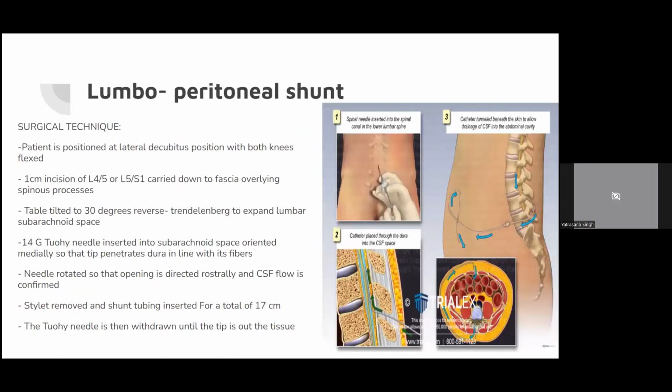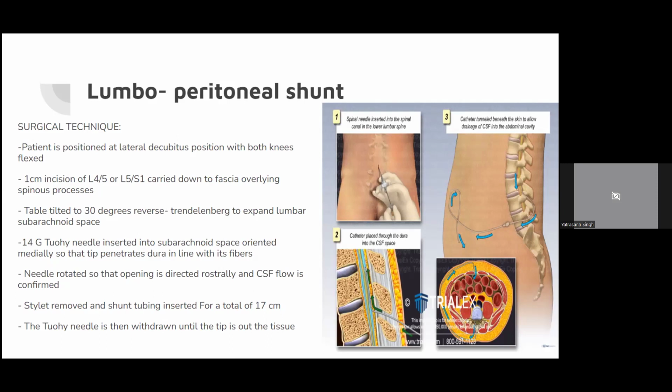In terms of the surgical technique, the patient is positioned in a lateral decubitus position with knees flexed. A 1 centimeter incision is made at the L4, L5, or L5-S1 level, and dissection down to fascia overlying the spinous processes. The table can be tilted to 30 degrees reverse Trendelenburg to expand the lumbar subarachnoid space and make the procedure easier. A 14 gauge Tuohy needle is inserted into the subarachnoid space and oriented medially so that the tip penetrates the dura in line with its longitudinal fibers. The needle is rotated so that the opening is directed rostrally, and CSF flow is visualized.